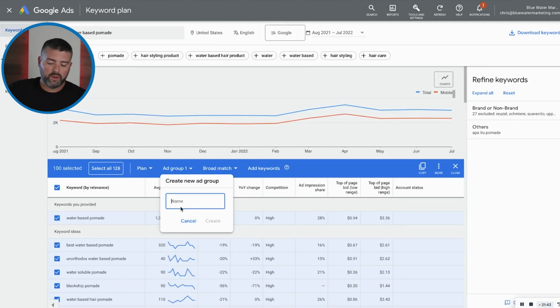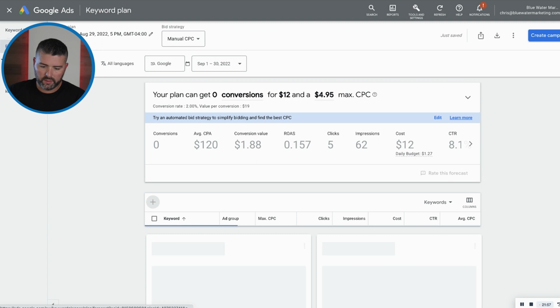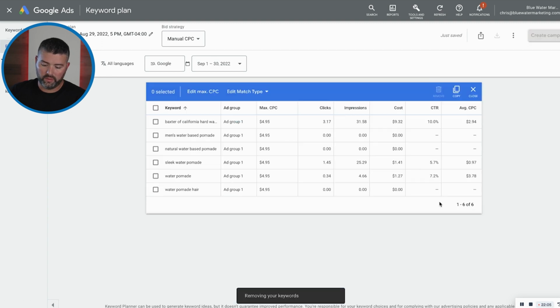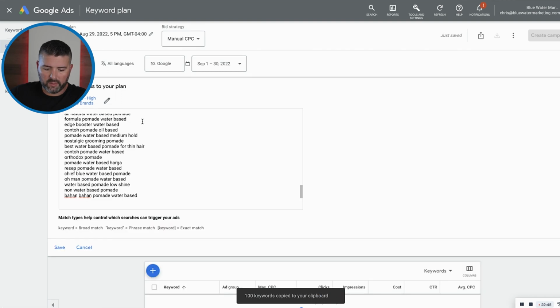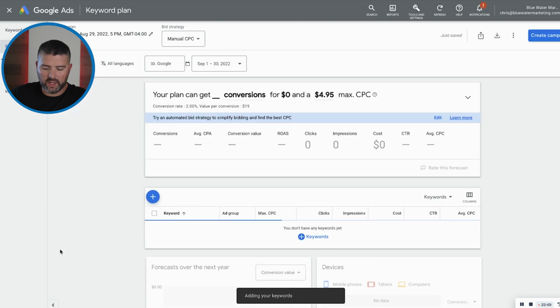So we're going to go create a new ad group. This one will be water-based high intent. Now what I want to do is take this, remove these previous keywords, and add our keywords to the plan. We're going to go to forecast. We're going to paste in all of those keywords that we had just selected. We're going to hit save.